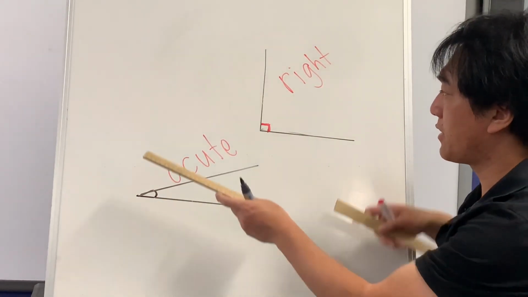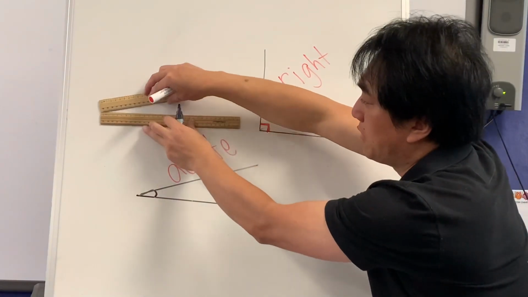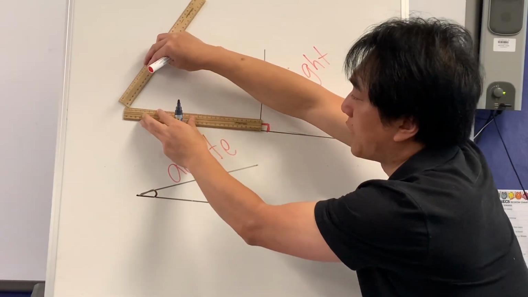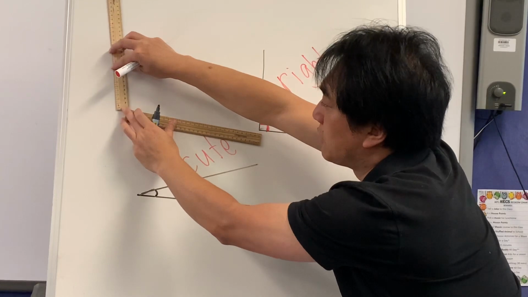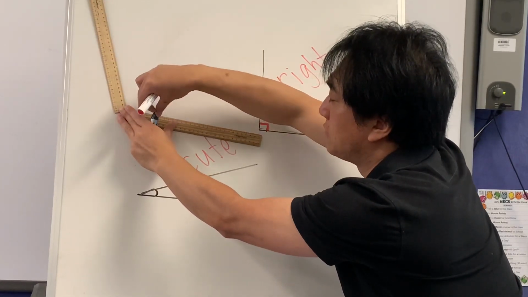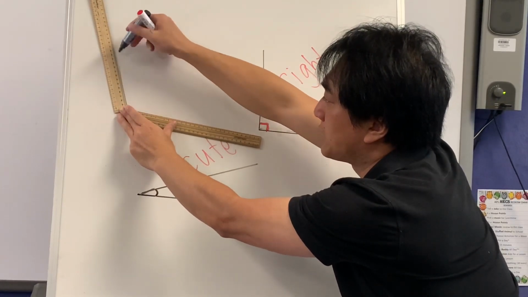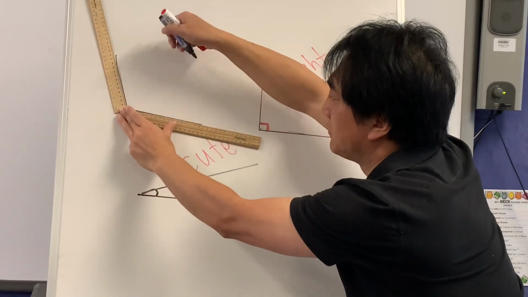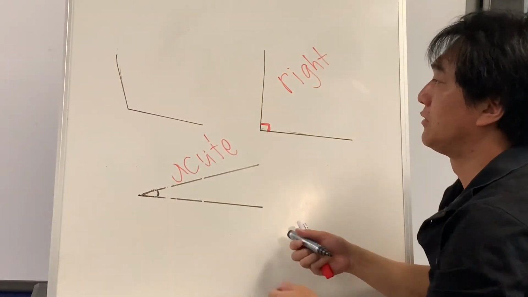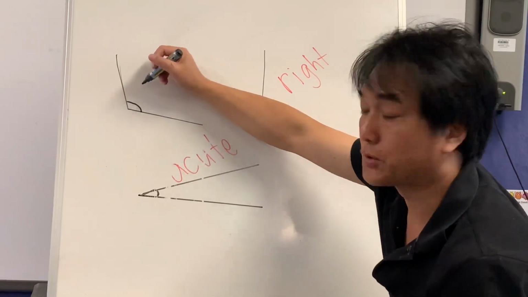Now when the angle gets bigger, even bigger, over an acute, over the right angle, so it's like a blunt angle over here, we call it obtuse.